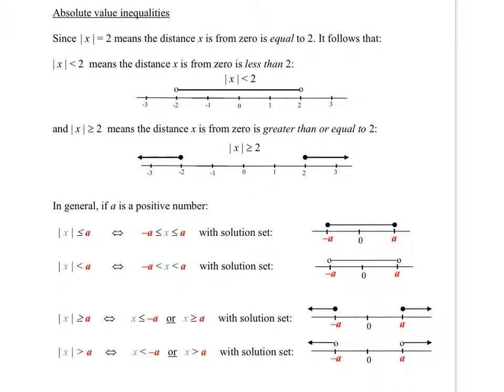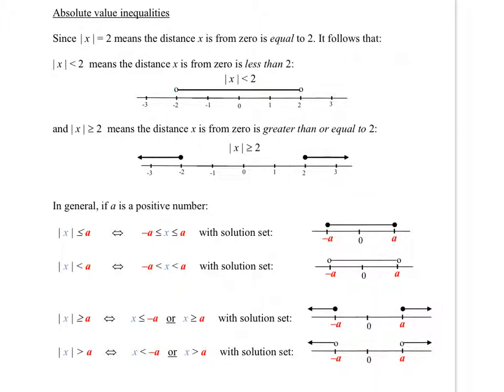Now that means that if you have absolute value of x less than 2, well, you could have x equals 1, or x equals 1.5, or x equals a half. But you could also have x equals -1, or -1.5, or -0.5, or 0. It means that the distance of x from 0 is less than 2. So the solution set for that would be between -2 and 2.